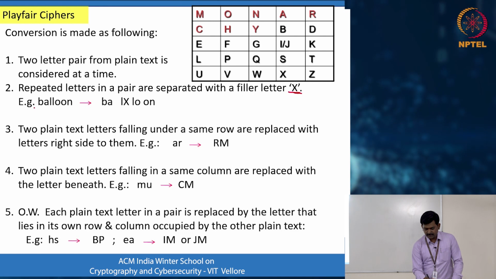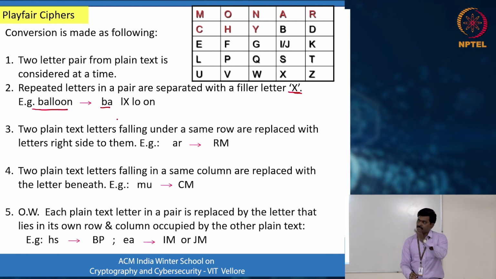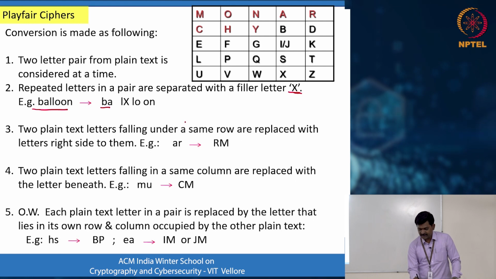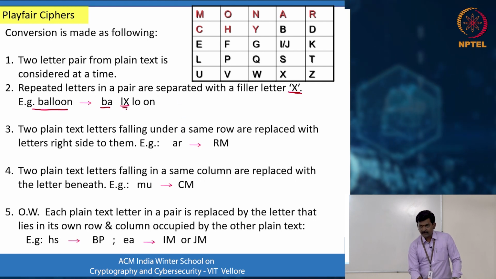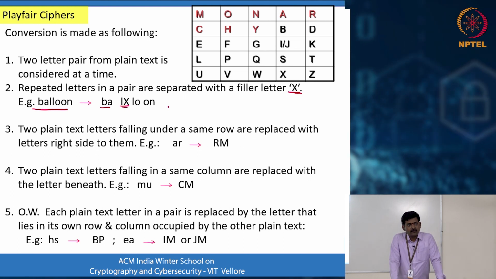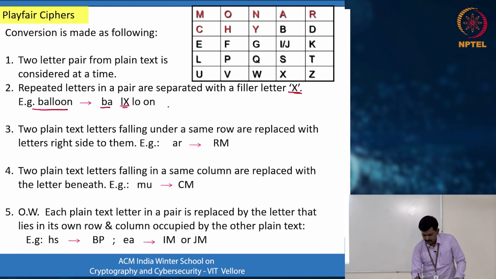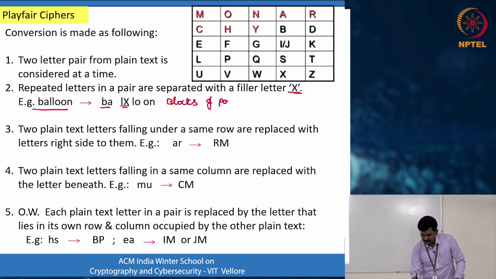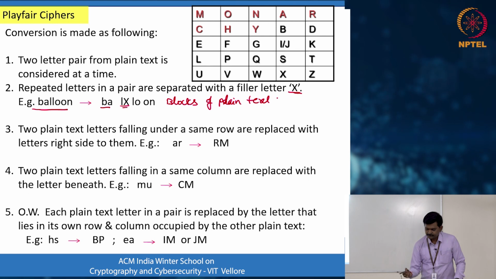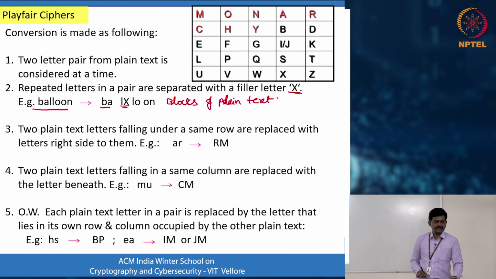So imagine you have the text as balloon, BALL, right? LL is the same alphabet. So push 1 L to the next block, fill that with the filler character, that is X. So BA, LX, LO, ON. That's how I arrange my blocks or arrange my plain text. So these are blocks of plain text, right? So this is how then actual encryption starts.